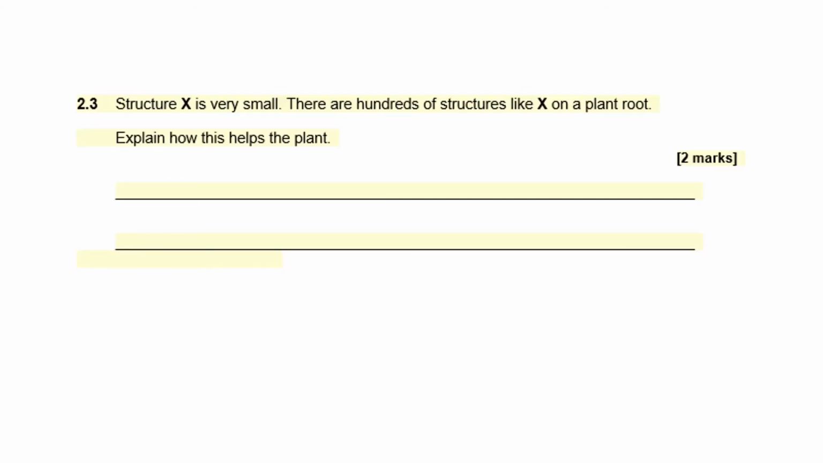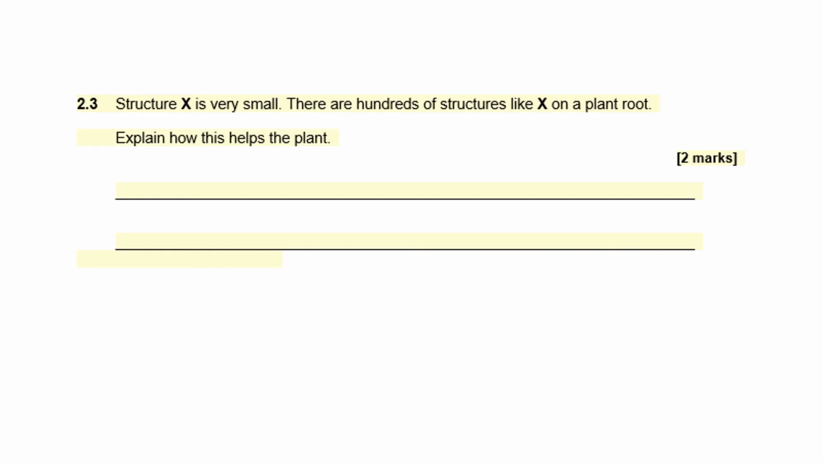Right, 2.3. Structure X is very small. There are hundreds of structures like X on a plant root. Explain how this helps the plant. Now it's worth 2 marks. Most explain questions will be worth 2 marks or more. If you have to explain something, you need to say what it does and how it does it, or why that's important in this case. So we need to get 2 points in there.